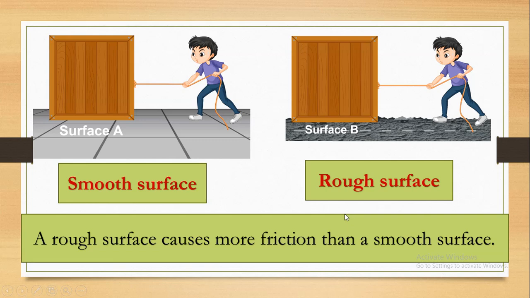So here's the question. The boy is pulling the same box on a smooth surface and on a rough surface. On which surface will the movement be easier? What do you think? Excellent job. Of course, on the smooth surface because it has less friction.